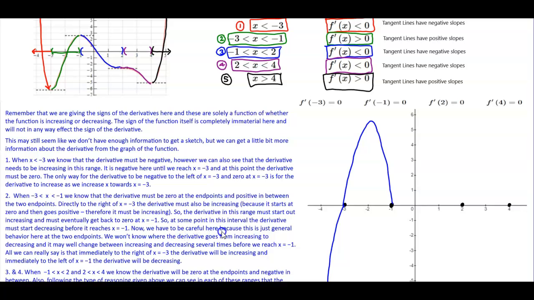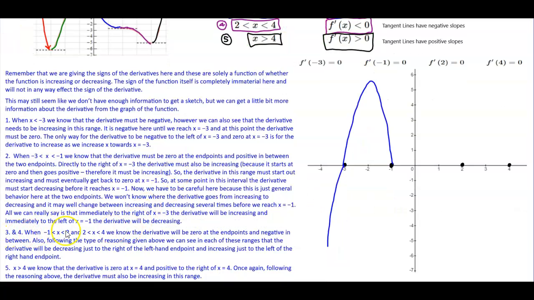Now we have to be careful here because this is just general behavior at the two endpoints. We don't know where the derivative goes from increasing to decreasing, and it may well change between increasing and decreasing several times before we reach x equals -1. All we can really say is that immediately to the right of x equals -3, the derivative will be increasing, and then immediately to the left of x equals -1, the derivative will be decreasing.